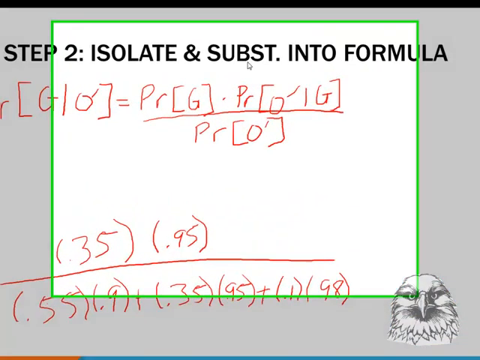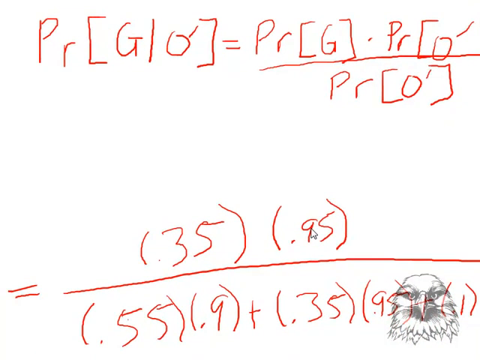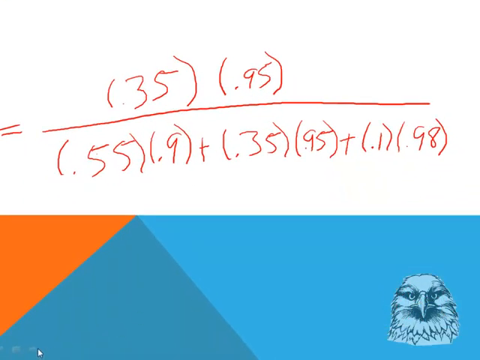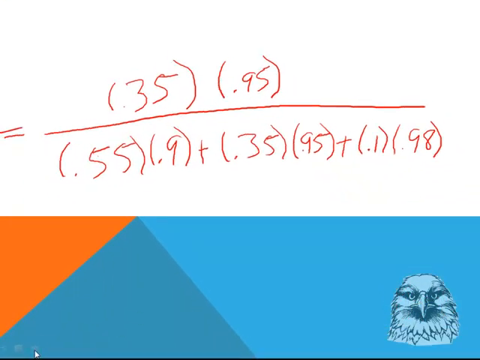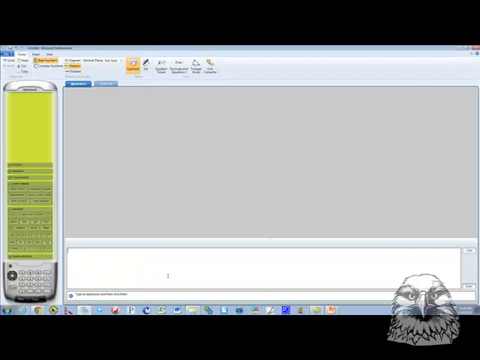Alright, so step 2 was to isolate and substitute into the formula. We isolated the decimals that we needed so that we could substitute them into the formula. Next step is to obviously then work this out, calculate it. So that's step 3, is to calculate the value. We're going to use some technology here. I would anticipate that you would do the same.